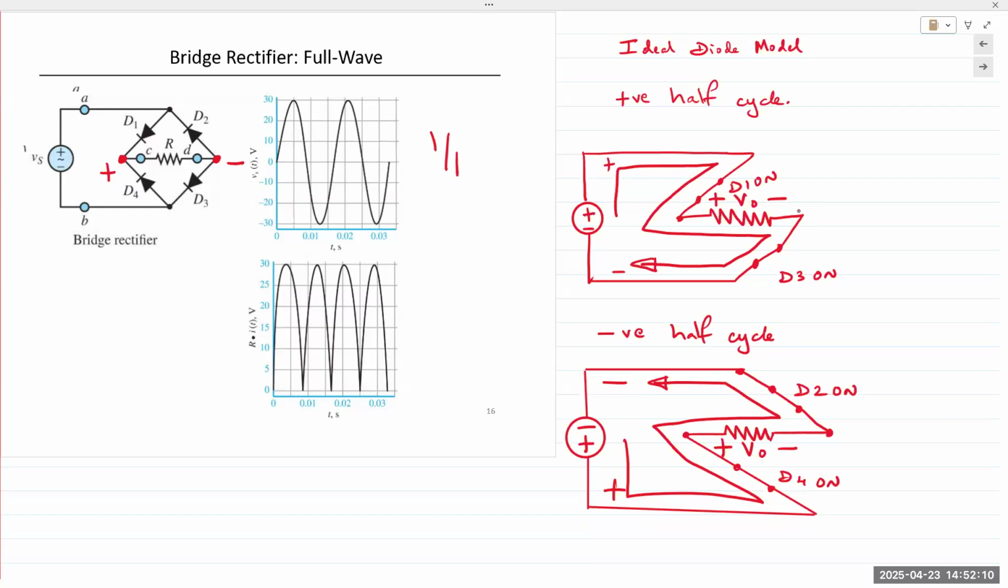So this is the input. This is the output. Okay. Yes. Yeah, we don't need to use that.